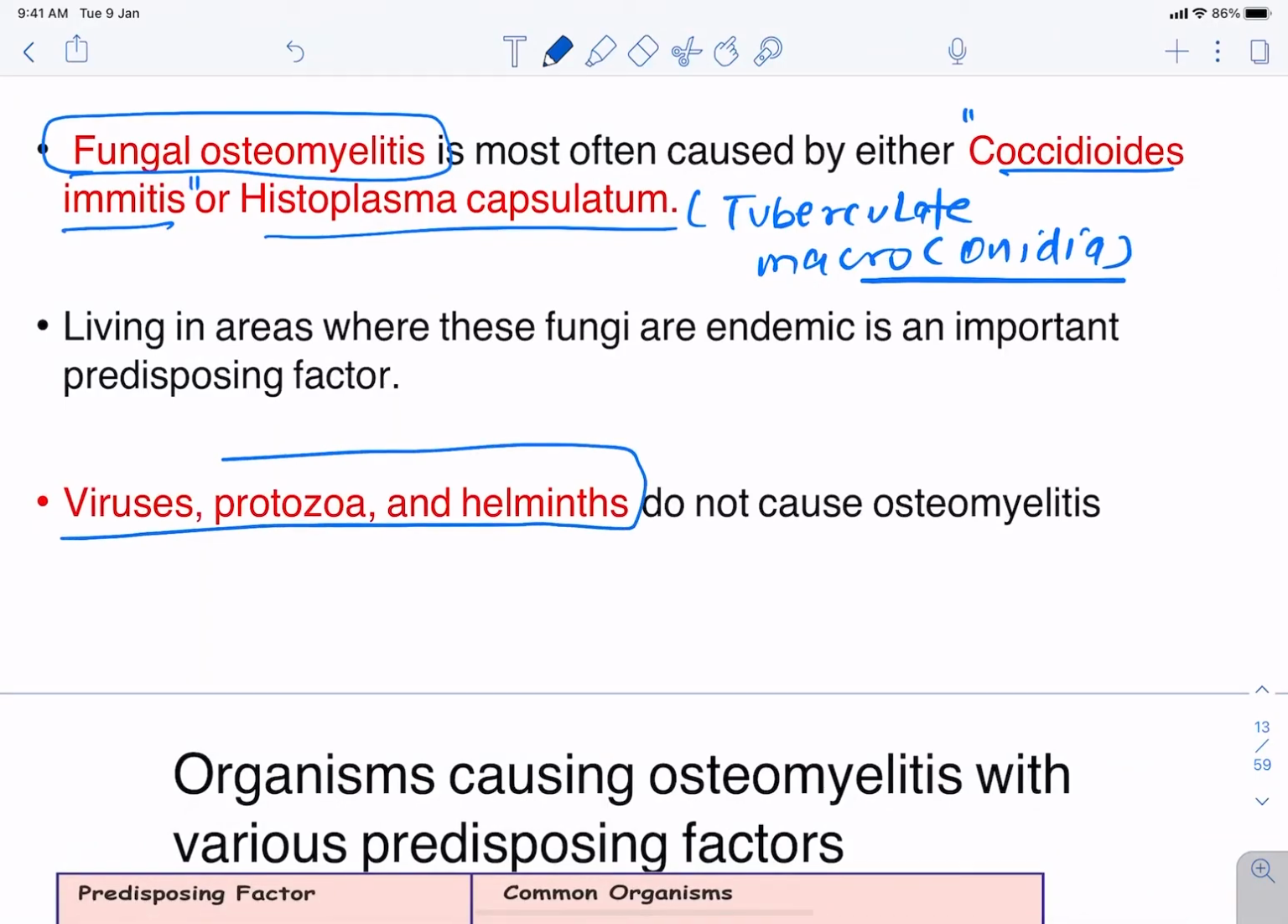Now this is an important statement, that viruses, protozoa and helminths do not cause osteomyelitis. Which particular organisms? Viruses, protozoa and the helminths. They do not cause osteomyelitis. Important to remember. That's why in the starting I told you bacteria and fungi are mainly involved in causing this. But the immune complex ones can be caused by viruses also. But mainly in osteomyelitis, we need to focus on bacteria and fungi.